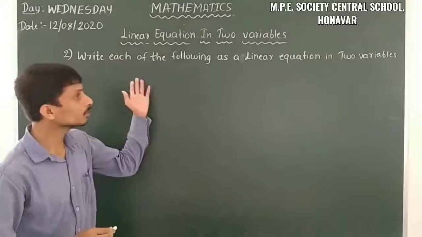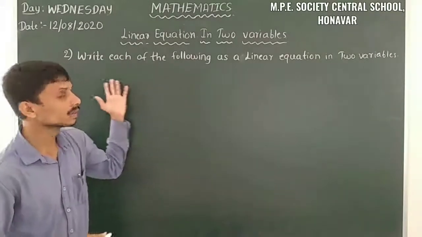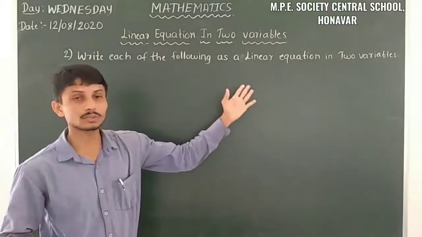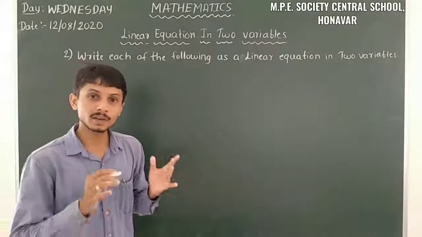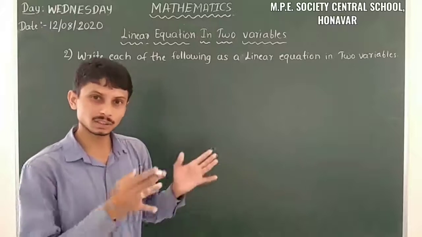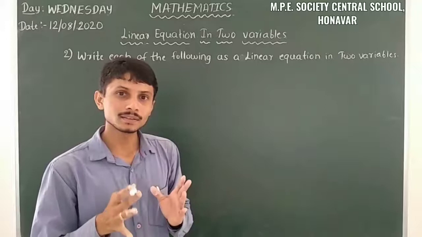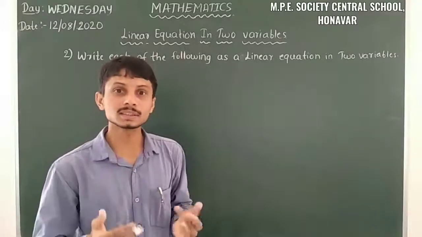Yes, so this is about the second type of problem. Here the question is simple: write each of the following as a linear equation in two variables. That means we have to simplify that one. It is also similar to the previous one, but here the question is quite different.